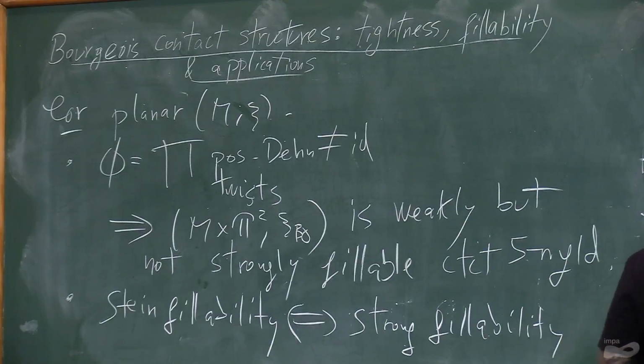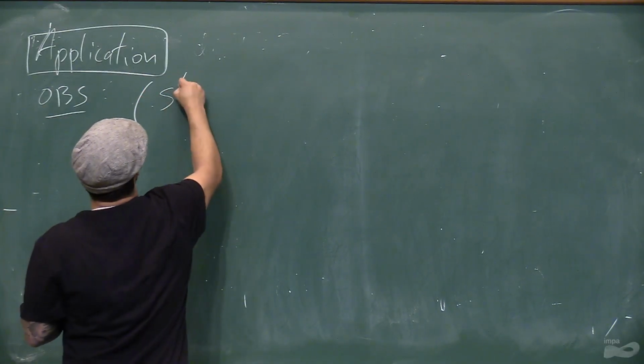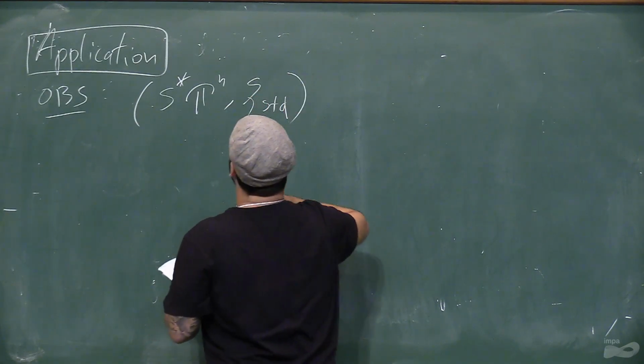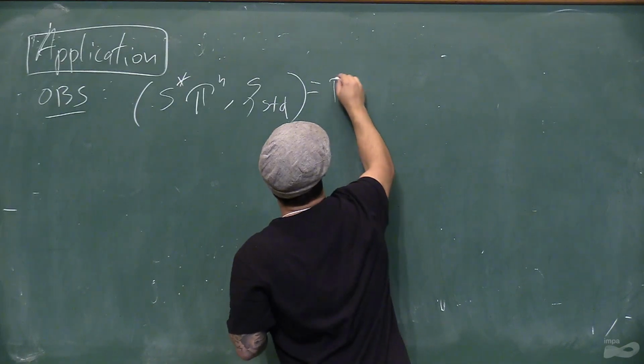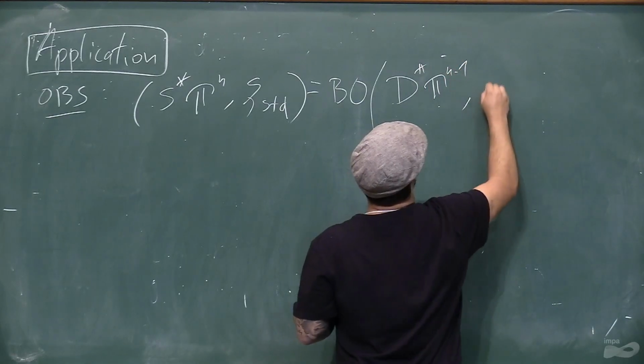Okay, and so we discussed tightness, we discussed fillability, and now I want to discuss some application which somehow popped out of this whole story, out of the technique developed to prove these theorems. So the application is the following, and it starts with the following observation. If you take the unit cotangent bundle of Tn with its standard Stein-fillable contact structure, then this is a Bourgeois manifold. So this is Bourgeois of the page D*T^{n-1}, and the monodromy is trivial.